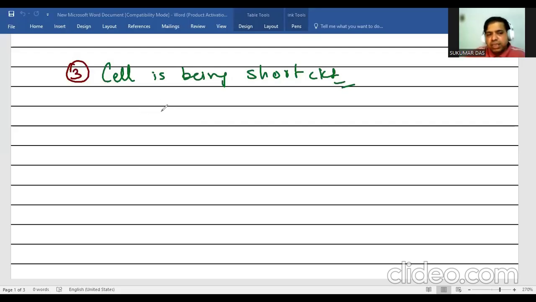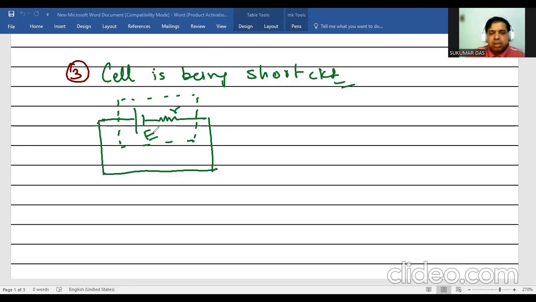Now the next scenario is when the cell is being short circuited. So what happened that we will take the cell. We are talking about the real cell. This is the battery. This is the cell, and EMF is E. Internal resistance is r, and we have connected this cell to itself without any load resistance. That means we are doing the short circuit. So what will happen is that here also current will flow, but it will flow at once, and all current will be supplied.